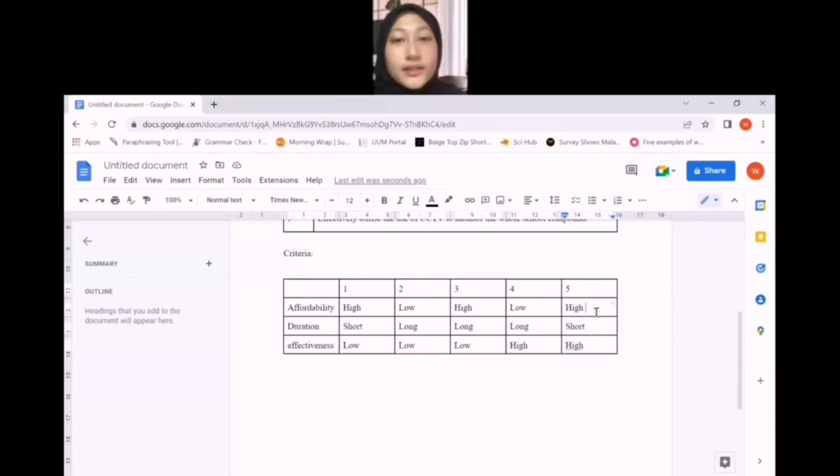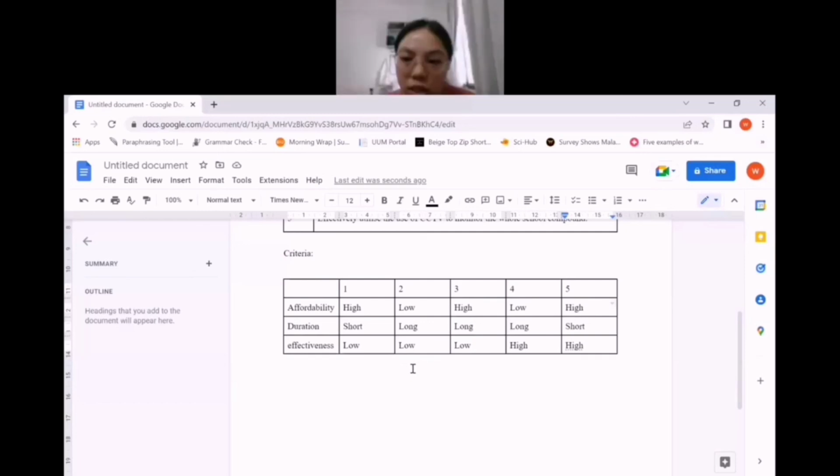How about you, Ken? I think the effectiveness is low because sometimes the CCTV cannot work well, so we cannot catch the student who will bully the other students. So I think the effectiveness is low. Then the student will go to another place where there is no CCTV and bully the student. So this is my point.